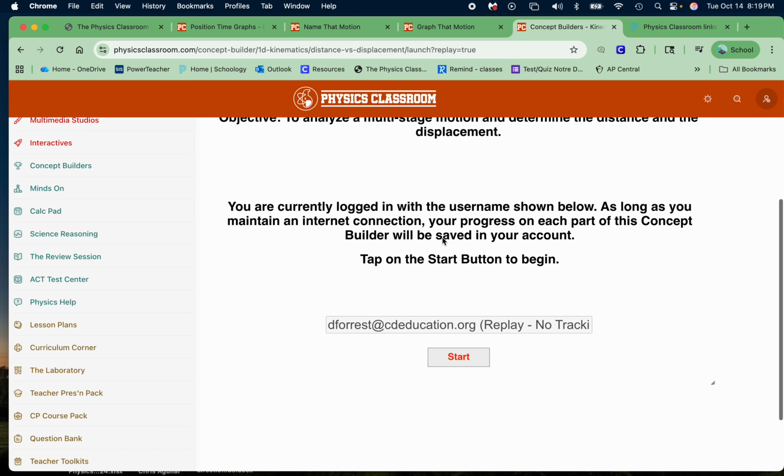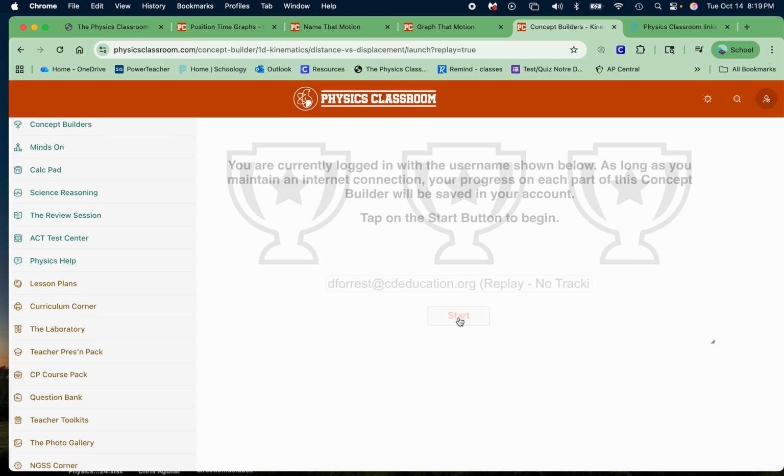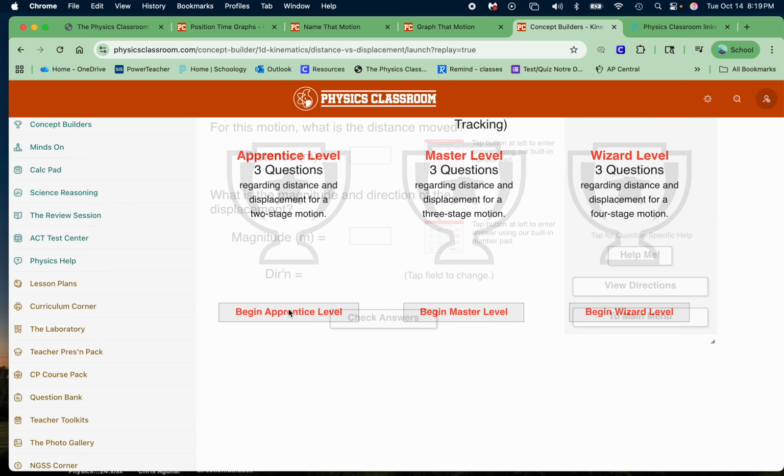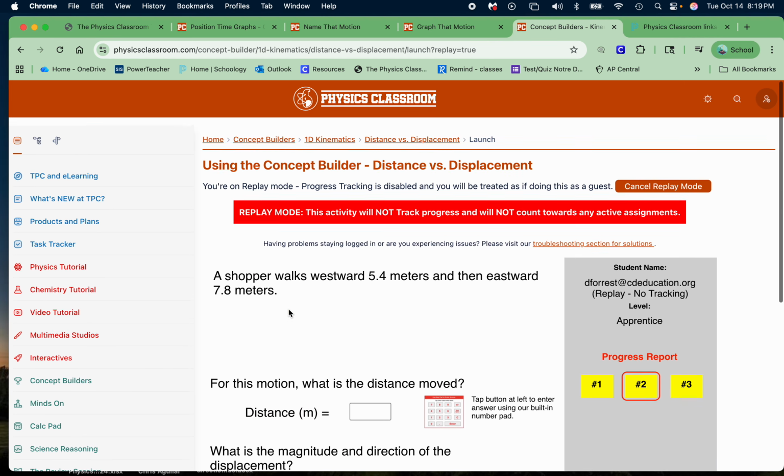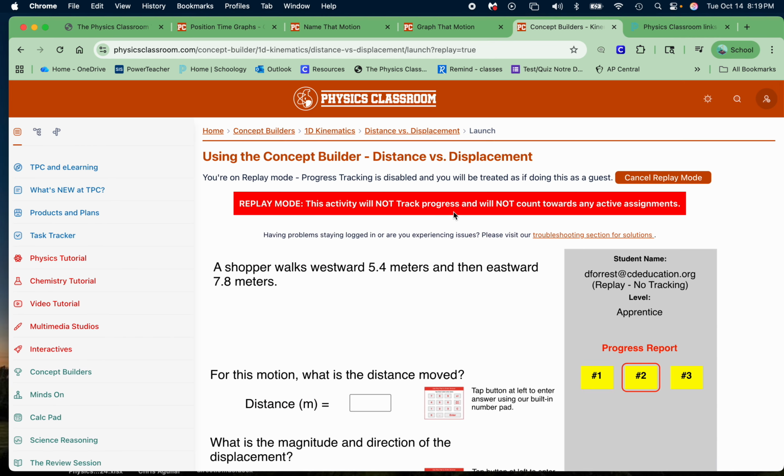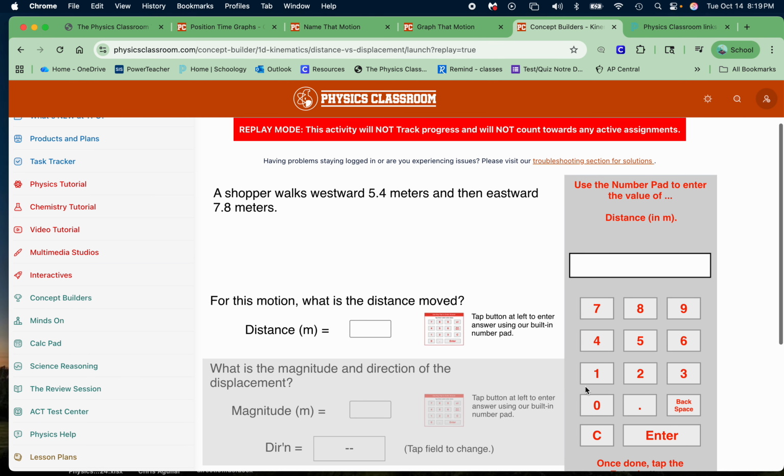Okay, so I'm going to start. The apprentice level is right here. It says a shopper walks 5.4 meters westward and then eastward 7.8 meters. The total distance covered is just the total distance covered. You add those up. If you need a calculator for that, there's a calculator over here.